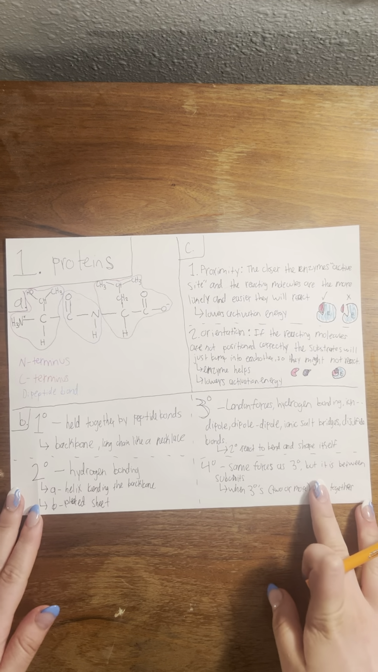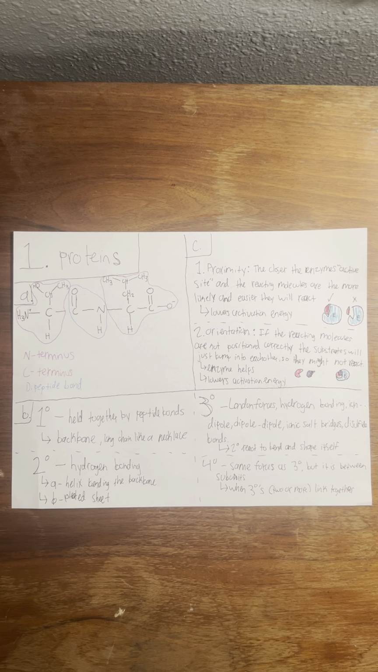This is number 1. So, to start, this one is about proteins. Answer the following about proteins. The question A says, proteins are polymers made of amino acids. Draw the structure of the dipeptide THR, LEU, and label the peptide bond, N-terminus and C-terminus.